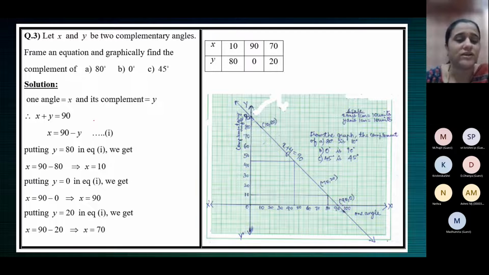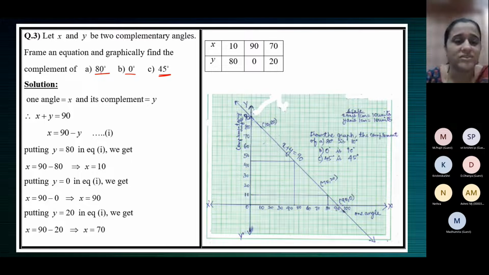Okay, so I was telling you that you can also write Y is equal to 90 minus X. That's one thing. Now you need to prepare this XY table. Okay, and using the graph, you must be able to locate these values. So on the x-axis, you must find 80 degrees, 0 degrees, and of course the 45 degrees. So that means you must have at least up to 80 degrees on the x-axis.